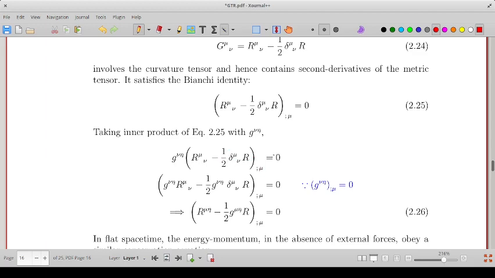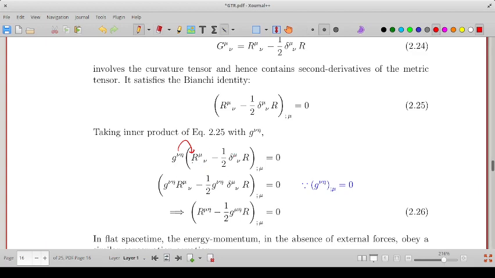semicolon mu equal to 0. Now the covariant derivative of the metric tensor is equal to 0. And therefore, as far as covariant derivative is concerned, this is a constant. So this can be taken inside the brackets, and covariant derivative can be taken afterwards, after taking the inner product of G nu eta with this object.